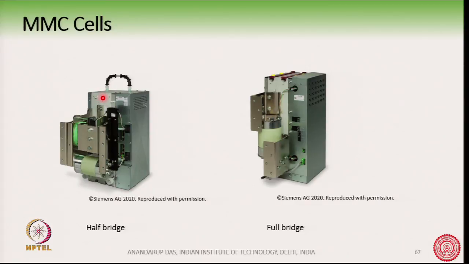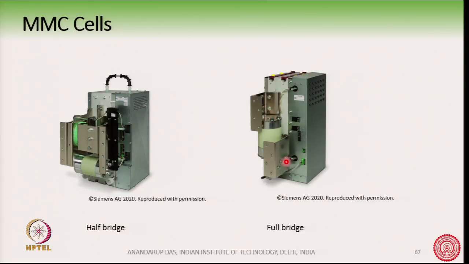And then you can see here there is one pipe kind of thing, and through this pipe the deionized water flows through the heat sink and helps in cooling of the cells. Additionally, you can see, for example, this is very clear here, these are the two terminals of the cell. So, this is one cell and these are the two terminals of the cell.